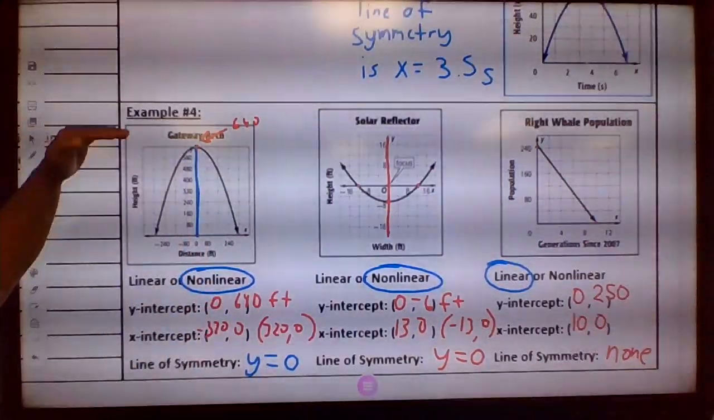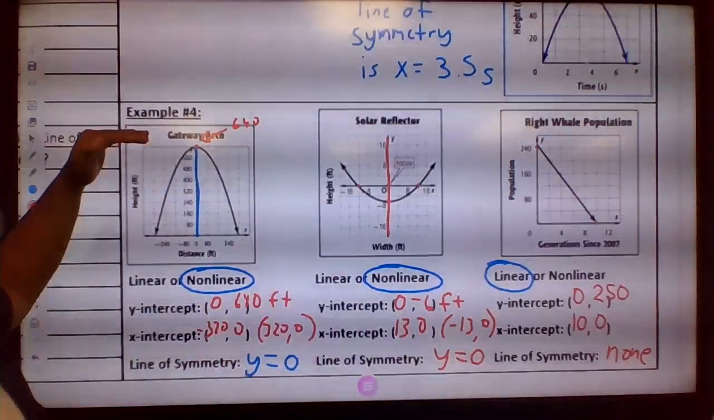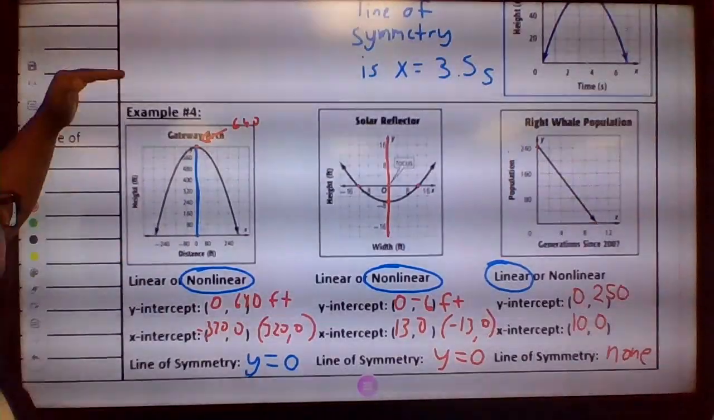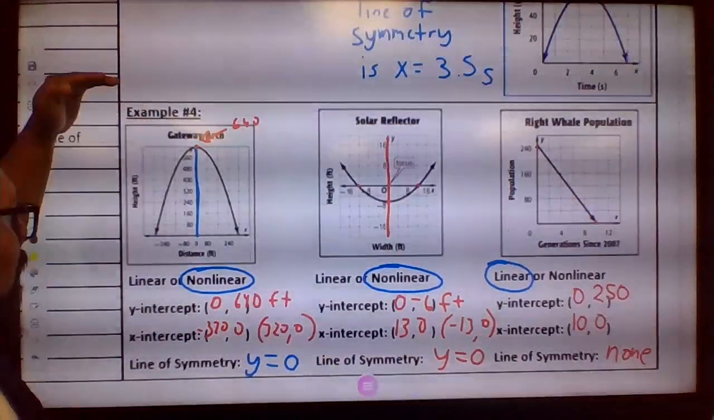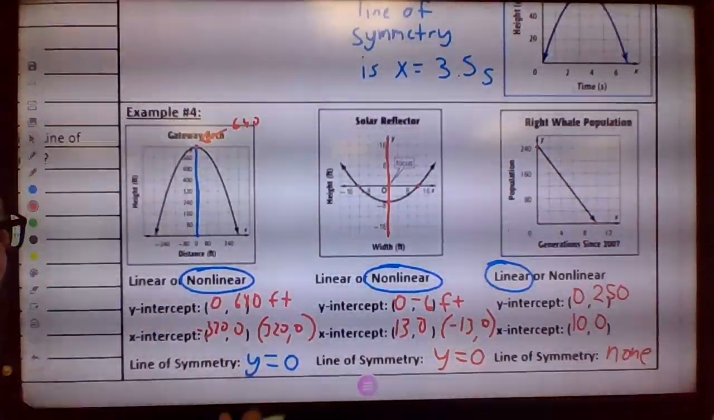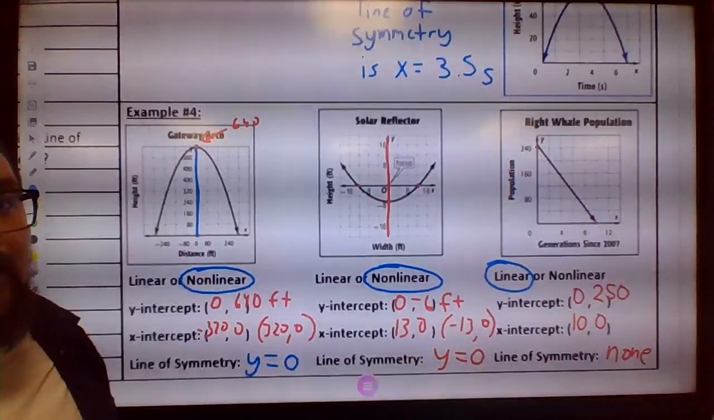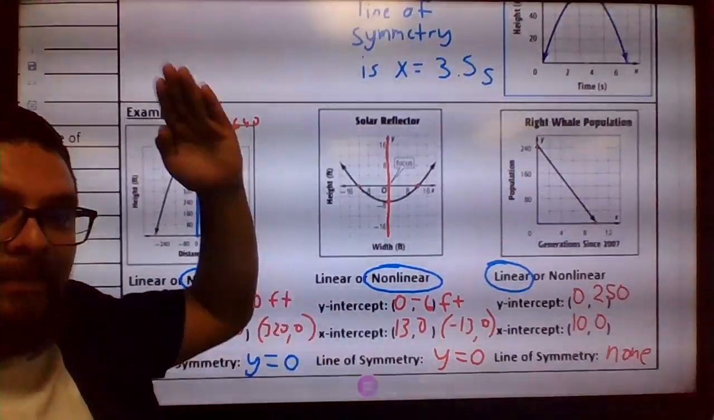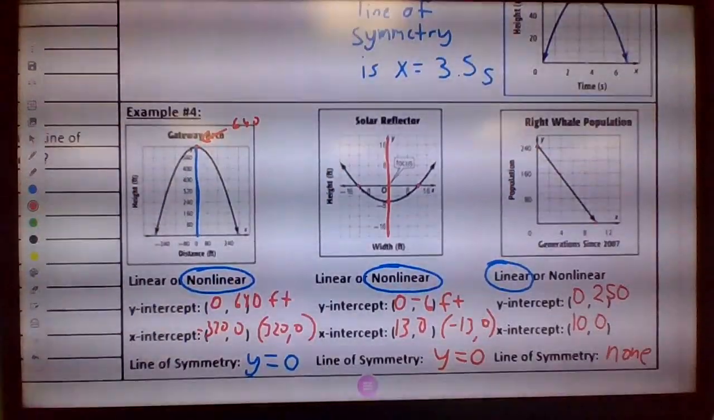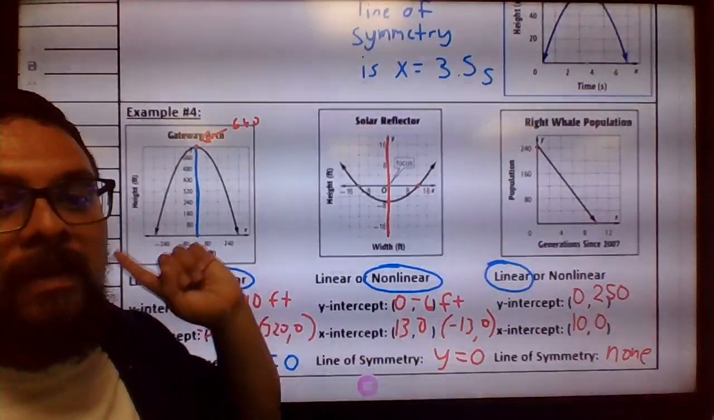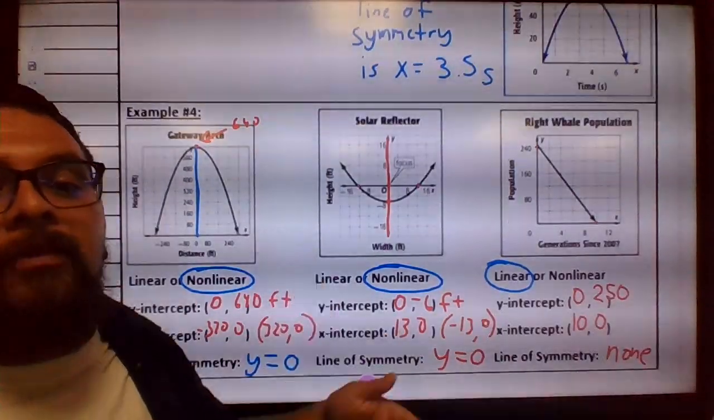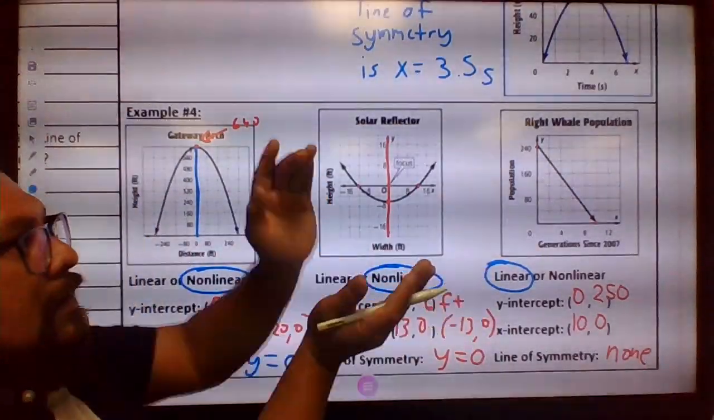In this case, we have a gateway arch. The gateway arch is a building. It's a big building over there in Missouri. In this case, the highest part of this gateway arch is 640 feet. If you were to measure the left side and the right side, they're exactly the same. You could actually build it in two and connect it right at the end like that. This one, it's a solar reflector. So again, these reflect the sun. They could be used to power up buildings. So this is facing the sun and the rays are hitting it.